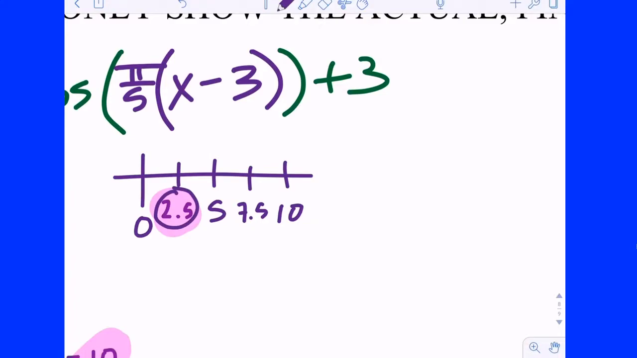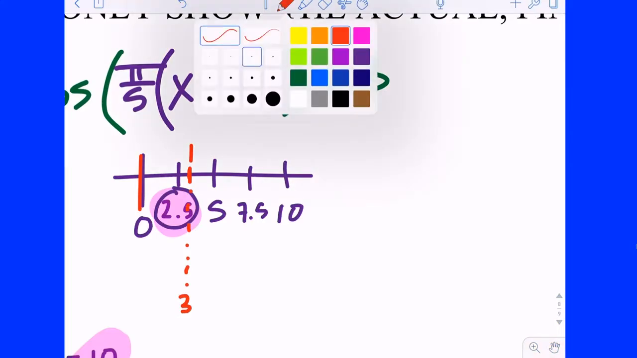We're going to shift everything over what? 3 units to the right. So the y-axis goes from 0. It's going to move over an entire critical value plus a little bit more, and it's going to fall right here at 3. Now, here's where you need to be careful.